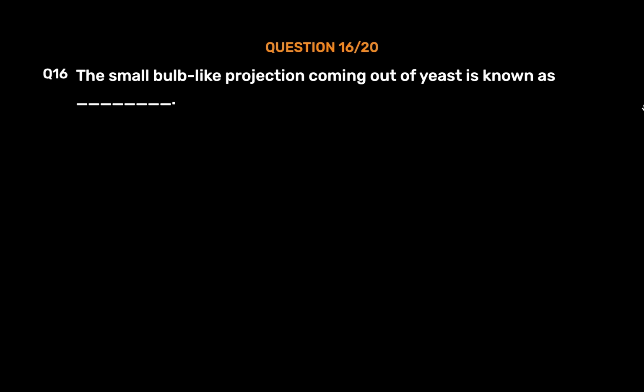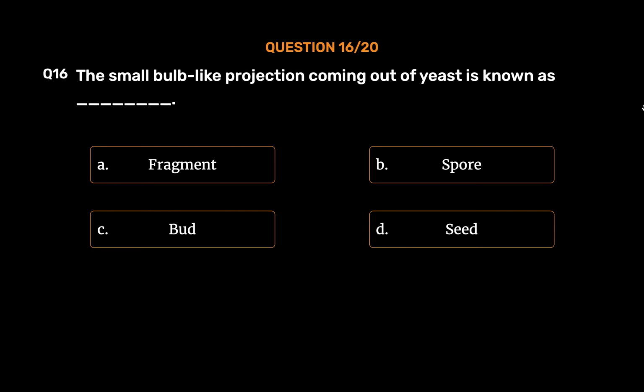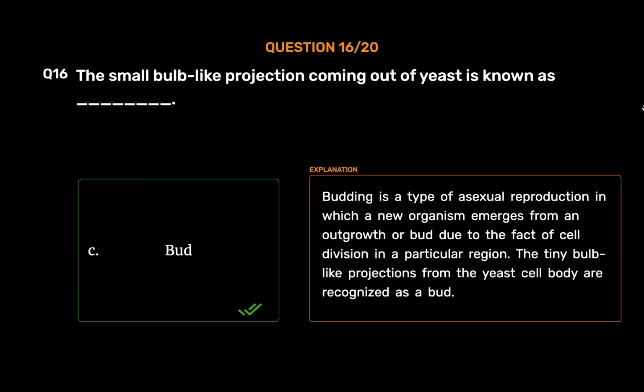Question number 16. The small bulb-like projection coming out of yeast is known as blank. Option A, fragment. Option B, spore. Option C, bud. Option D, seed. The correct answer is option C, bud. Budding is a type of asexual reproduction in which a new organism emerges from an outgrowth or bud due to cell division in a particular region. The tiny bulb-like projections from the yeast cell body are recognized as buds.